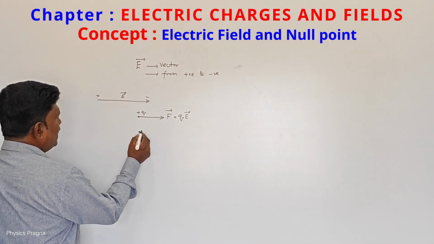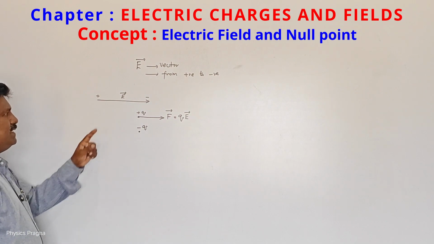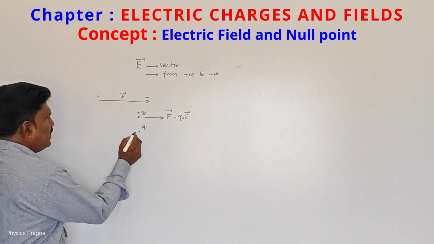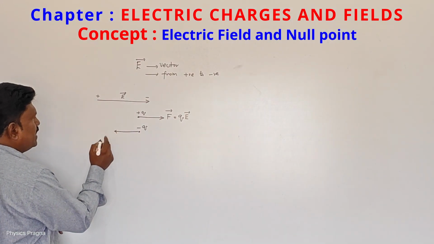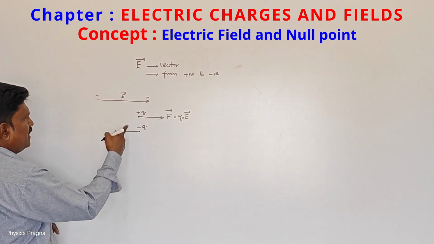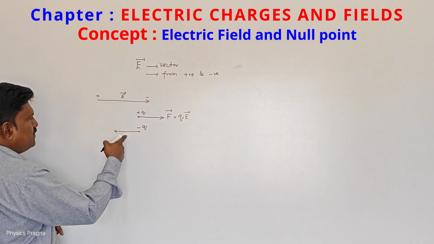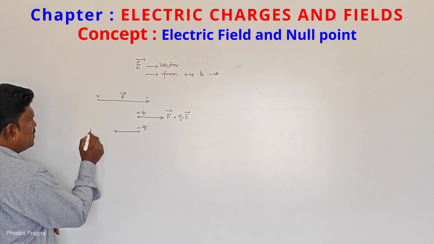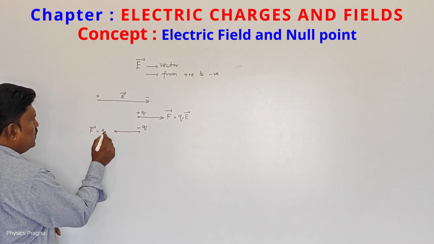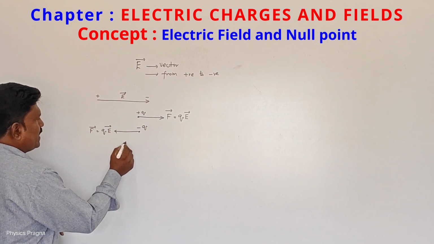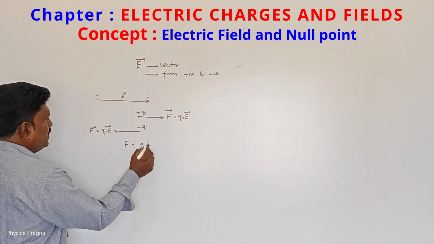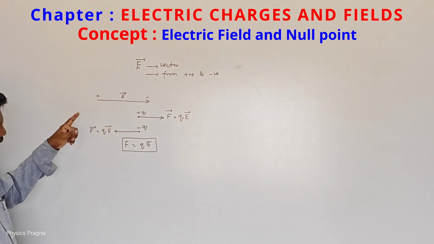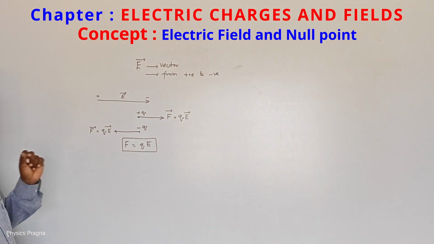If there is a negative charge placed in this electric field, on this negative charge, this electric field applies force in the opposite direction of the direction of electric field. So here also the force formula is Q into E. So magnitude of force is equal to Q into E. So this is the force this electric field exerts on a static charge.